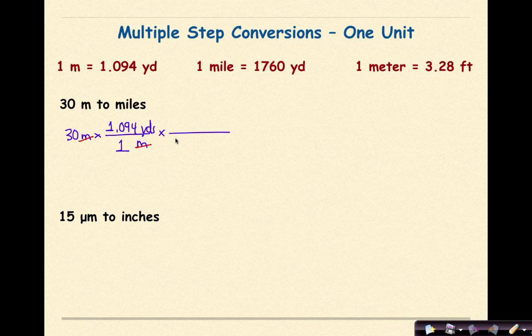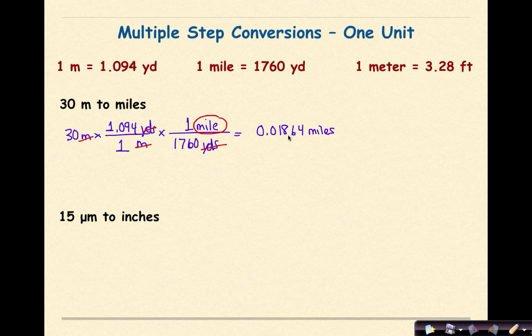So on the bottom here, I'm going to write 1,760 yards is equal to 1 mile. And again, yards cancels yards. I'm left with miles, which is what I want. So now I'm going to say 30 times 1.094 times 1 divided by 1 times 1,760. And if I work that out in my calculator, I will get 0.01864 miles, or something roughly like that.